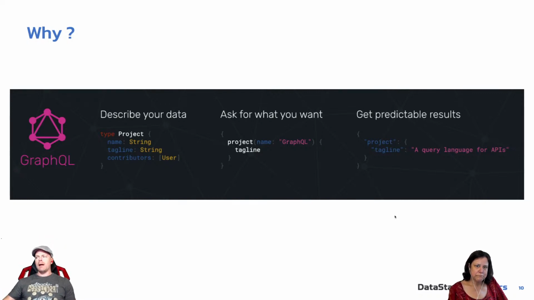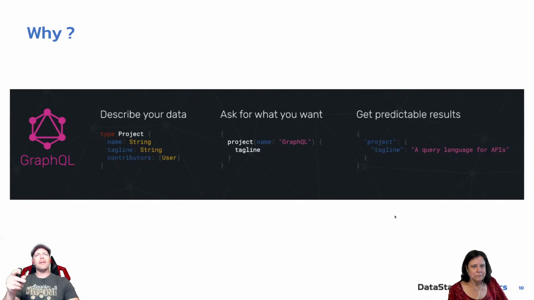Now, I started talking about that a little bit a moment ago, with the why of where Facebook came up with GraphQL and everything like that. But what is it that GraphQL really provides? The first thing, on the left-hand side, you see, is to describe your data. So you can explicitly define what your GraphQL schema is going to be.